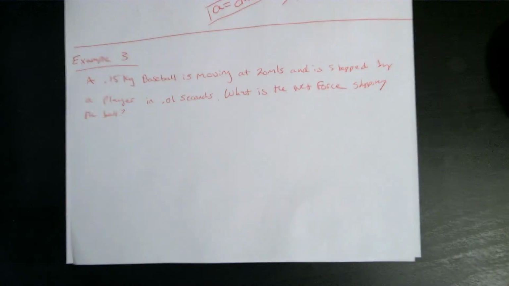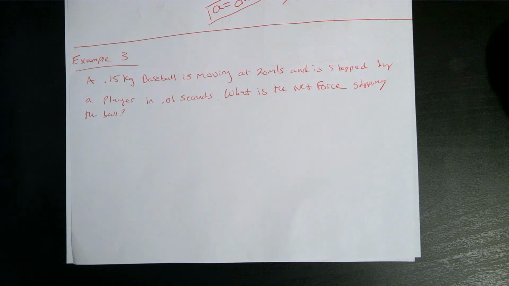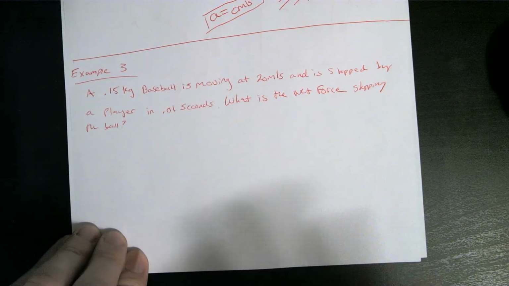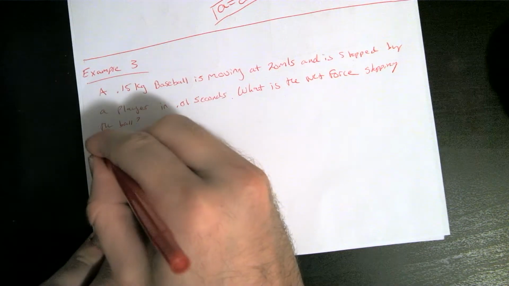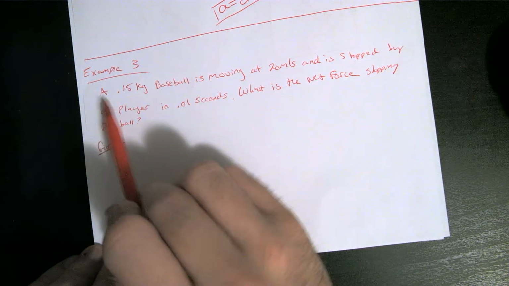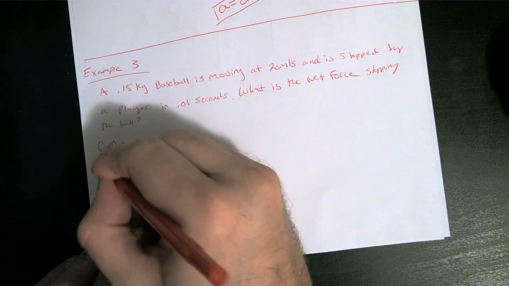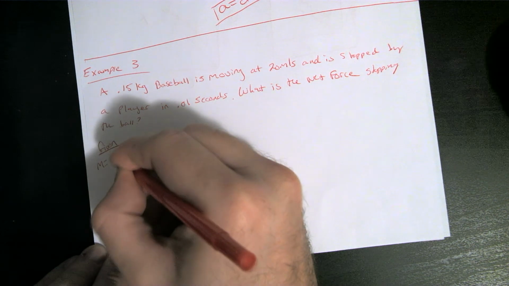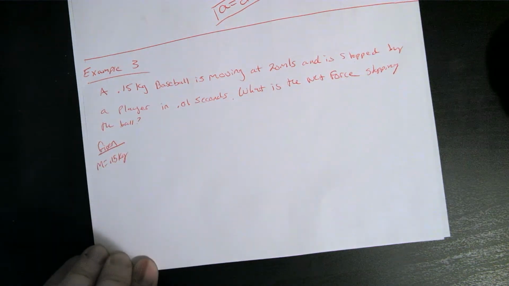Moving on to number 3. Now, number 3 is a tricky one. It says a 0.15 kilogram baseball is moving at 20 meters per second and is stopped by a player in 0.01 seconds. What is the net force stopping the ball? Well, there's a lot to break down. So let's write out our given. What are we given here? It says a 0.15 kilogram, so that's our mass. Baseball is moving at 20 meters per second and then is stopped.